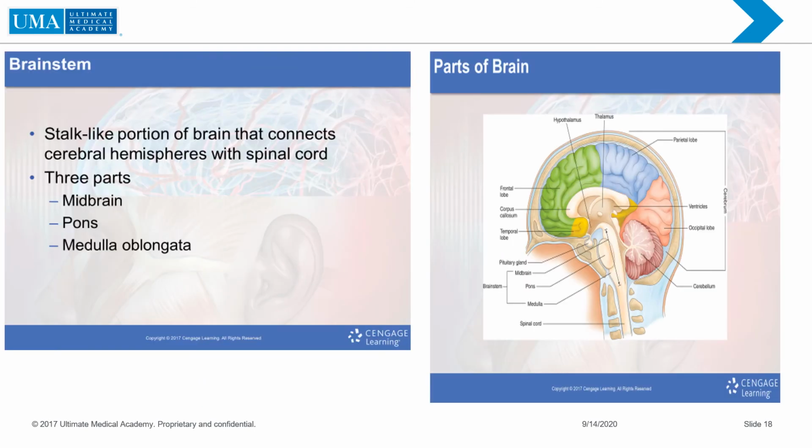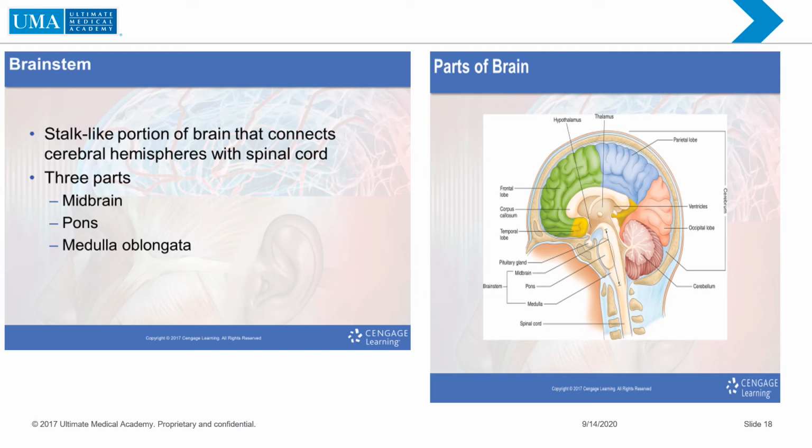We now turn to the brainstem, and this is that stalk-like portion of the brain that connects our cerebral hemispheres with our spinal cord. And you'll notice that it's made up of 3 parts. We have the midbrain, the pons, and then the medulla oblongata. So let's take a look at each of these parts, starting with the midbrain and the pons.